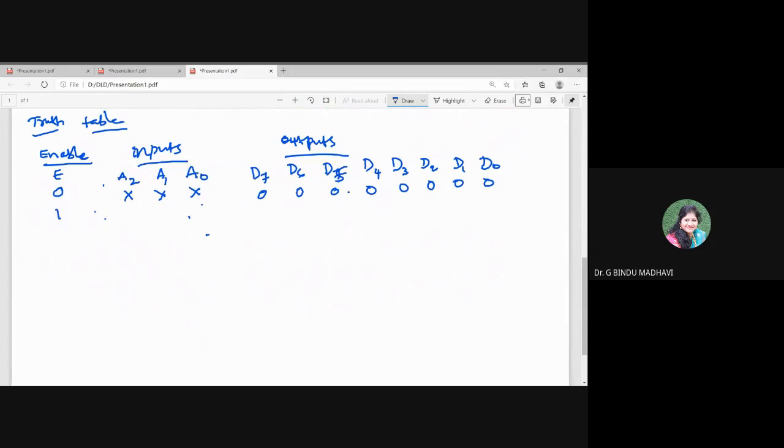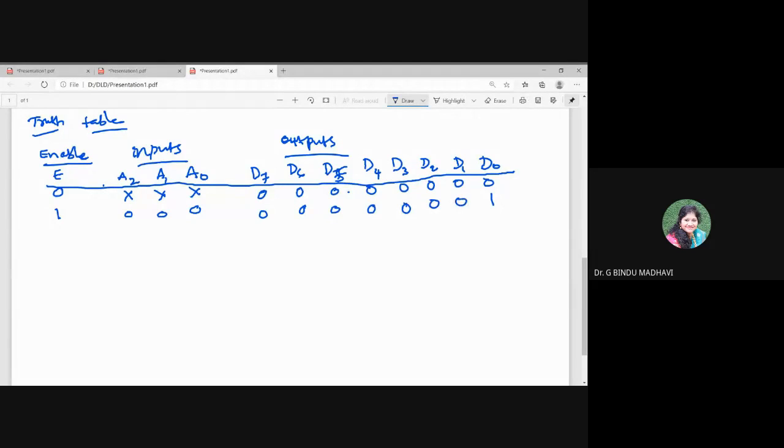Next, if E equals 1, it is telling that it is in the functioning mode. E equals 1 means power will be supplied to all the gates in the circuit and inputs will be taken. Right. So if E equals 1 and all the inputs are 0, what is the output? D0, ma'am. That means D0 value will become 1. D0 will be true. Remaining all are zeros.